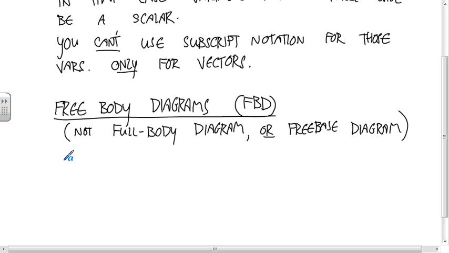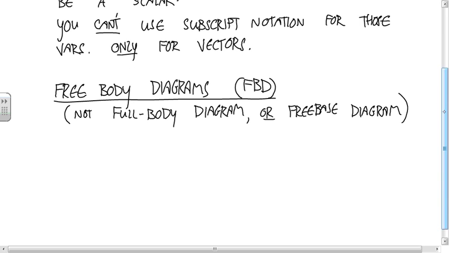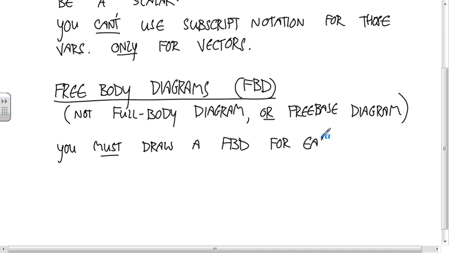And these free body diagrams, they're very specific engineering drawings that make it easier to use Newton's second law. They sort of organize your thoughts on what all the forces are. And so in this class, you must draw a free body diagram for each application of Newton's second law.